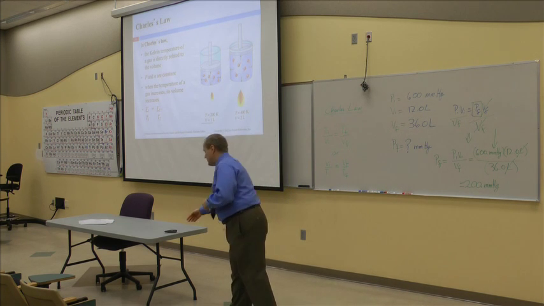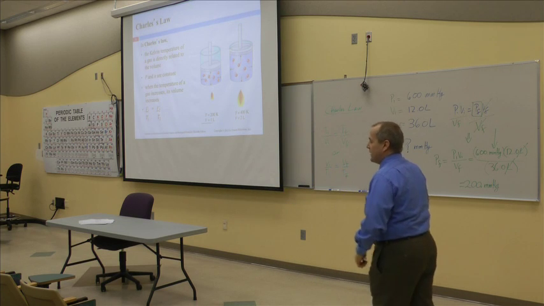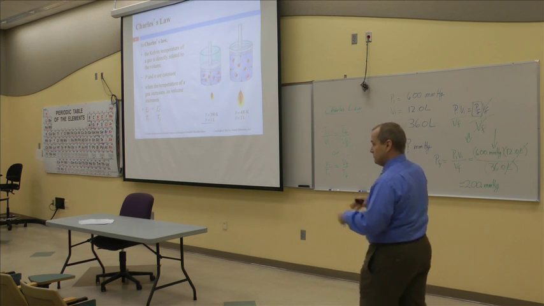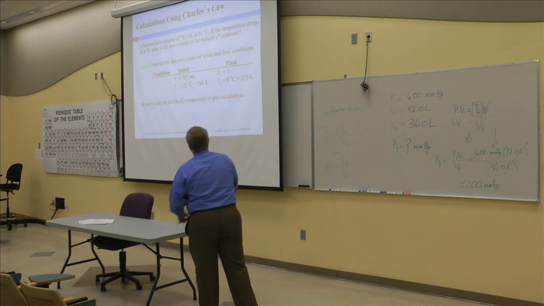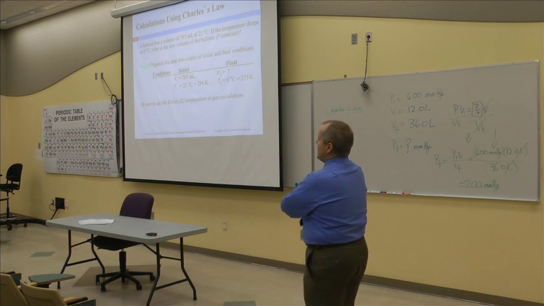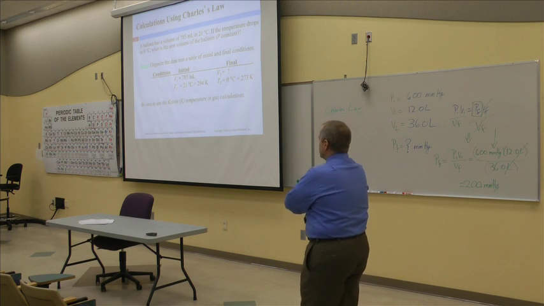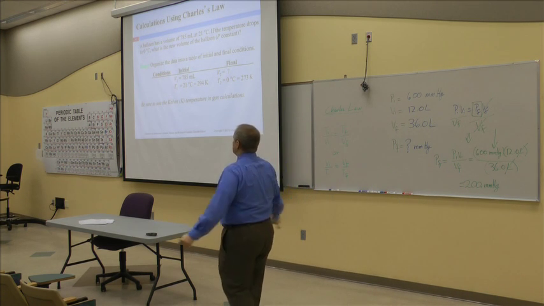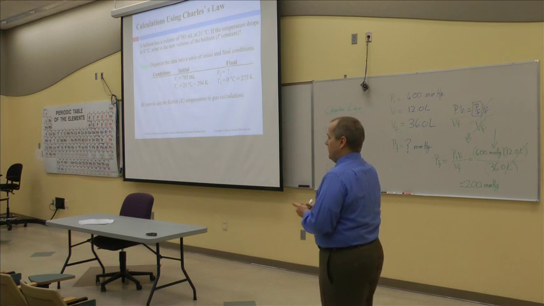Okay, so increase the temperature of a gas, the volume will increase. Decrease the temperature of a gas, the volume will decrease. Charles' law. All right, let's do a problem. It always helps to do a problem. A balloon has a volume of 785 milliliters at 21 degrees. If the temperature drops to 0, what is the new volume of this balloon?